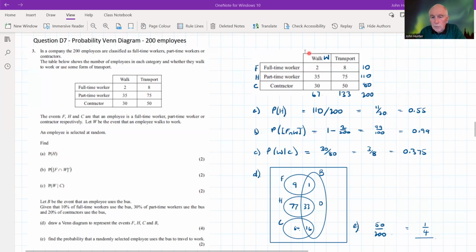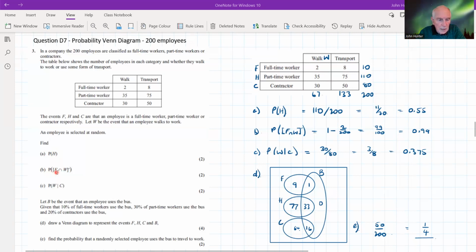Okay, so I've replicated the table here and put the totals in down the side, so we can see that if we add across, we get these figures, and they add up to 200, and if we add downwards, we get these. Unfortunately, they add up to 200 as well, so that means we've done the addition correctly. Okay, so the probability that it's a part-time worker, well, we've got 110 of them out of 200, so that is quite simply 110 over 200, which is 11/20, so 0.55.